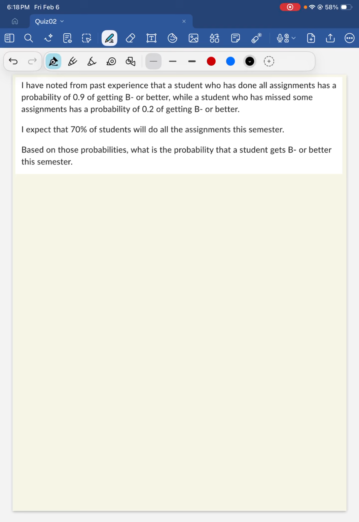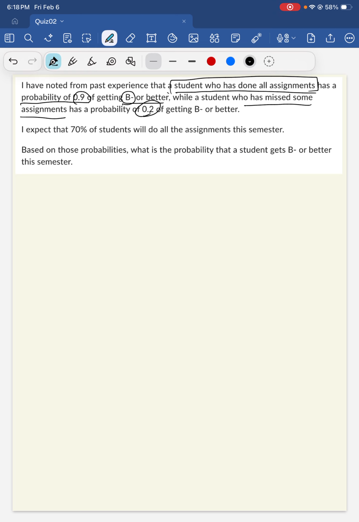So let's think about this question. We have, in this question, a probability of 0.9 of B minus or better if a student has done all assignments. So this is the condition. Finishing all assignments is the condition. On the other hand, if the condition is missing some assignments, then the probability reduces to 0.2.